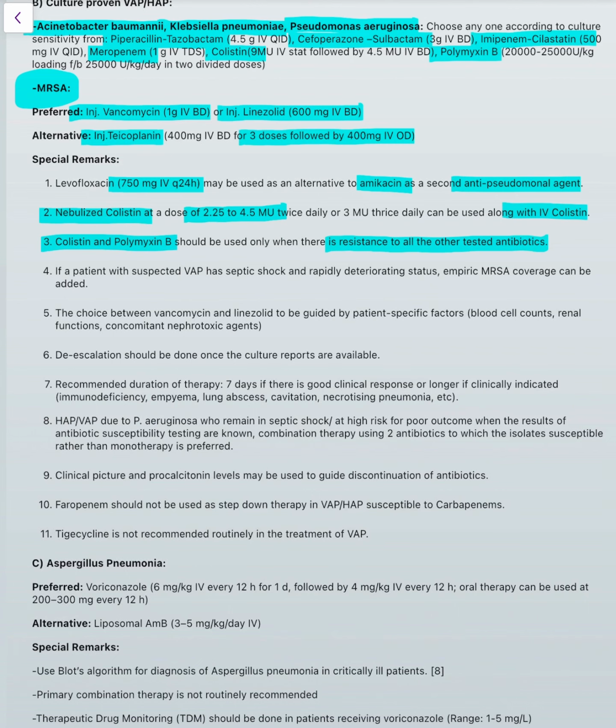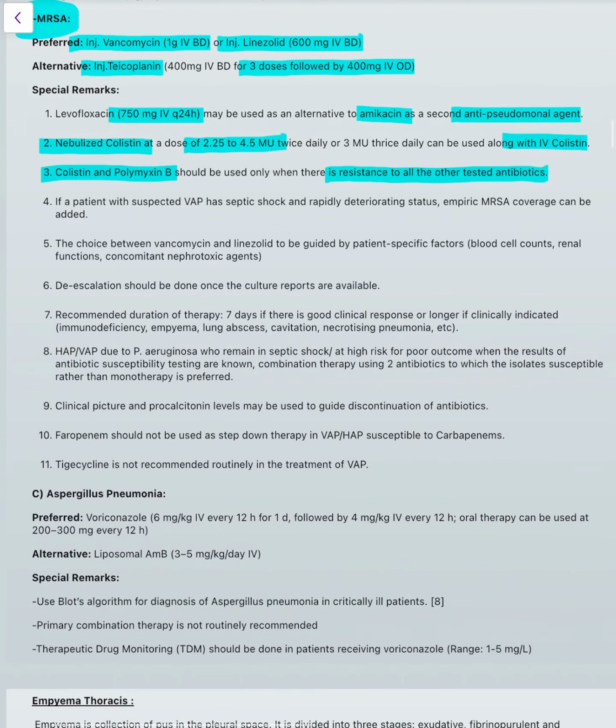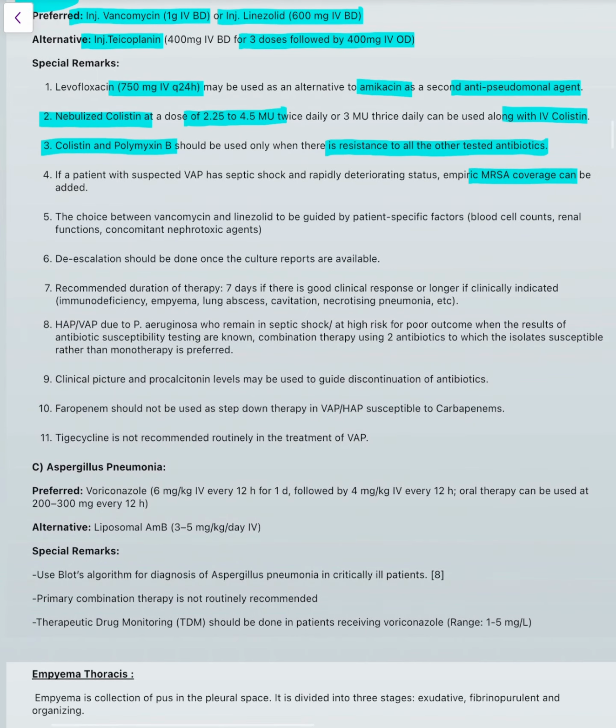Okay, as I said, in a patient with suspected VAP who has septic shock and rapidly deteriorating status, empiric MRSA coverage can be added, like vancomycin or linezolid, right? The choice between vancomycin and linezolid is to be guided by patient-specific factors, blood cell counts, renal functions and concomitant nephrotoxic agents. Okay.